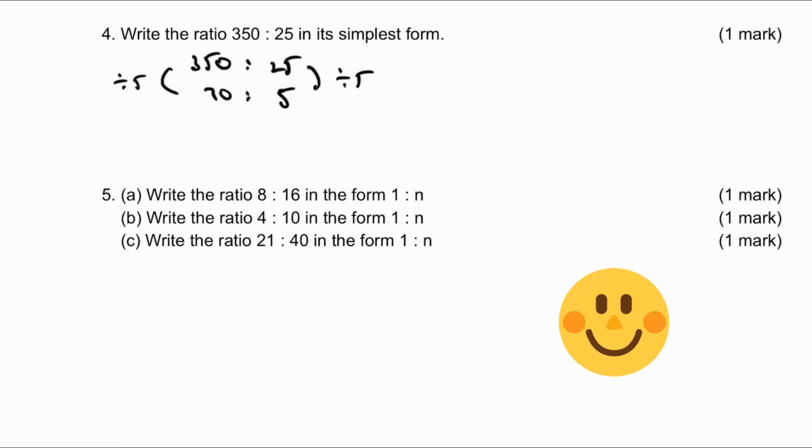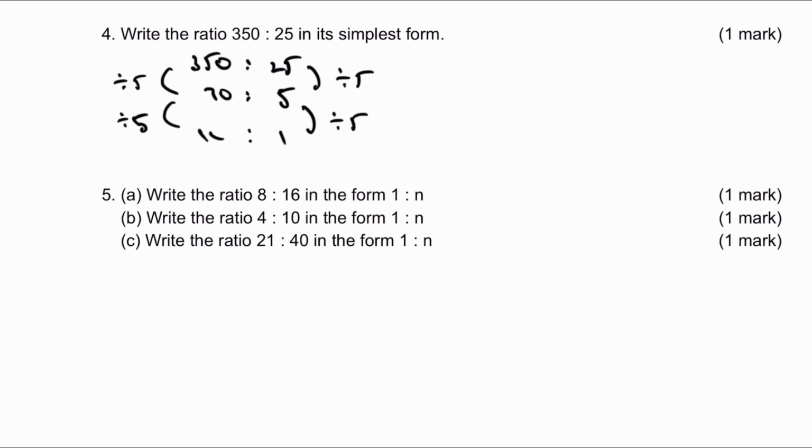And then I can divide through by 5 again. So 5 divided by 5 is 1. And 70 divided by 5 is going to be 14. So my answer is 14 to 1.